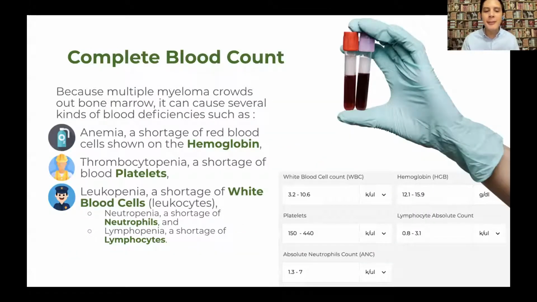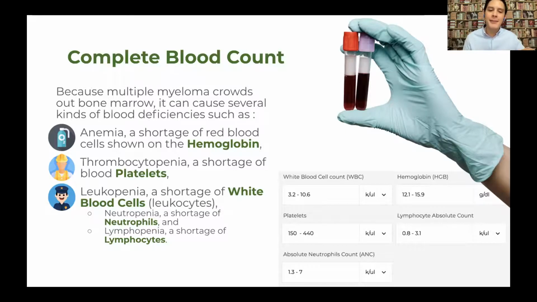As we have mentioned many times before, multiple myeloma crowds out the bone marrow, causing many types of blood deficiencies. The most commonly known is anemia, a shortage of red blood cells that can be identified by the decrease of hemoglobin. These cells carry the oxygen through the whole body. So when there is a deficiency, you may look pale, feel tired, dizzy, or confused.